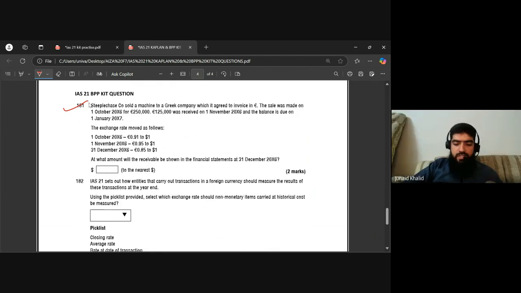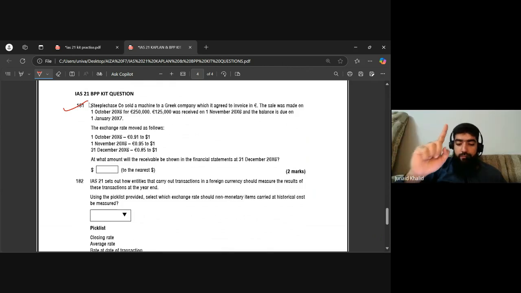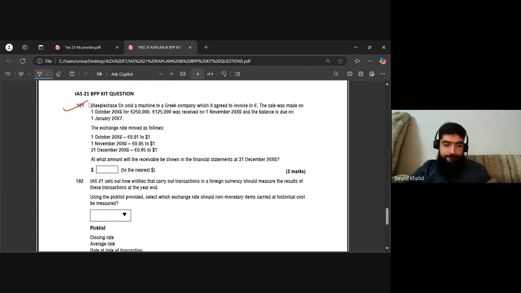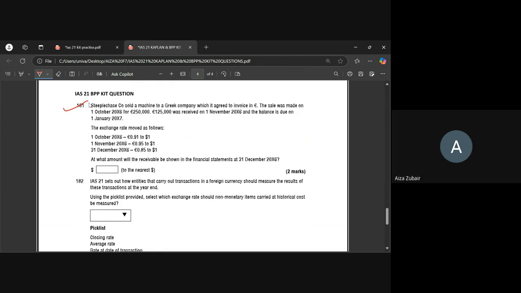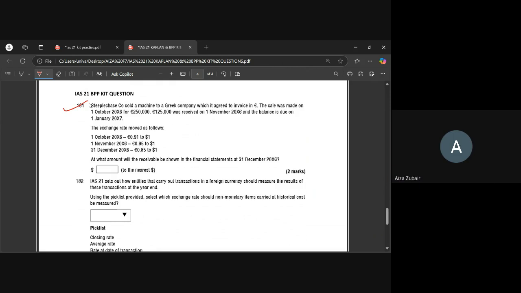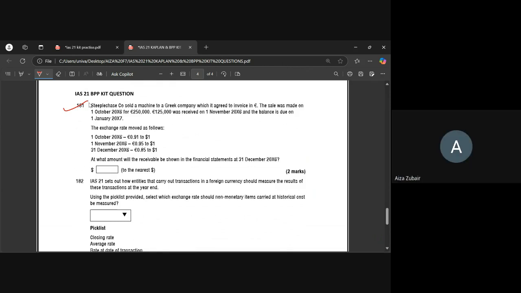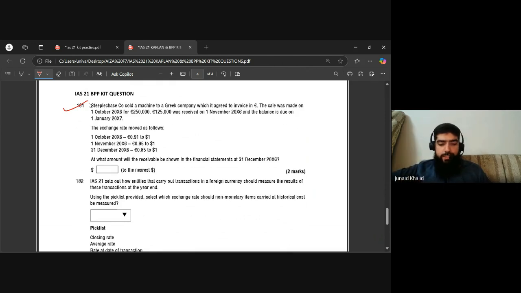Here you need to calculate the receivable balance at the end of the reporting date, right? Yes. Now, first of all, you need to identify whether your functional currency is strong or weak. It is weak. Yes, it's weak. So the translated amount should be higher. And how are you going to have a higher amount, by multiplying it or by dividing it? By dividing it. Yes, getting the point.